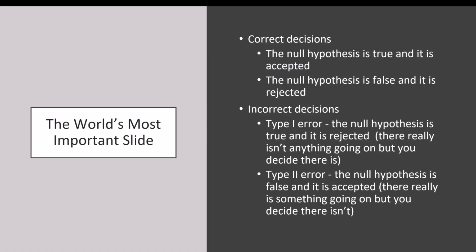Now, here is something I want to go into a little more detail about: type 1 and type 2 error. A correct decision would be the null hypothesis is true and it's accepted. That's a great decision. If the null hypothesis is false and it's rejected, that's also a correct decision. But sometimes we make incorrect decisions. One type of incorrect decision is called a type 1 error. That's when the null hypothesis is true and it's rejected. In other words, there really isn't anything going on, but you decide that there is. And the type 2 error is when the null hypothesis is false and it's accepted. There really is something going on, but you decide that there isn't.